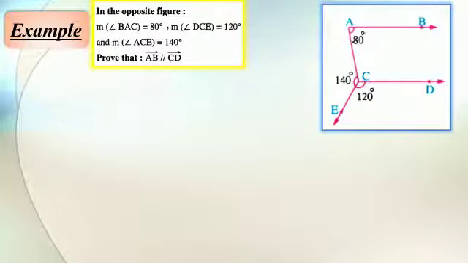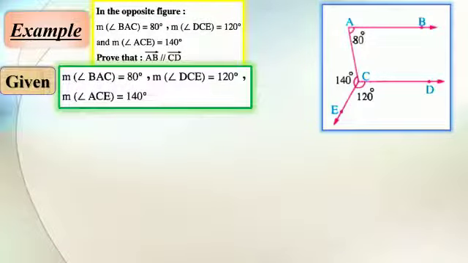Okay, now some examples. Number 1, in the opposite figure, the measure of angle BAC equals 80 degrees and the measure of angle DCE equals 120 degrees and the measure of angle ACE equals 140 degrees. Prove that AB is parallel with CD. Okay, now write our given. The measure of angle BAC equals 80 degrees and DCE equals 120 and the measure of angle ACE equals 140. What about the required? Prove that AB is parallel with CD.